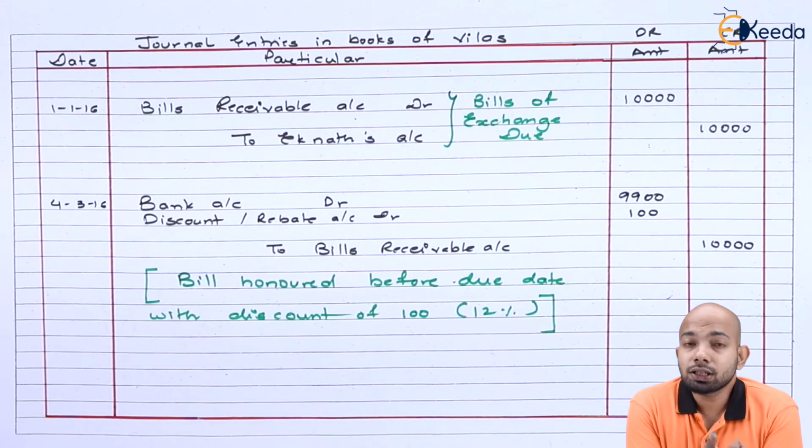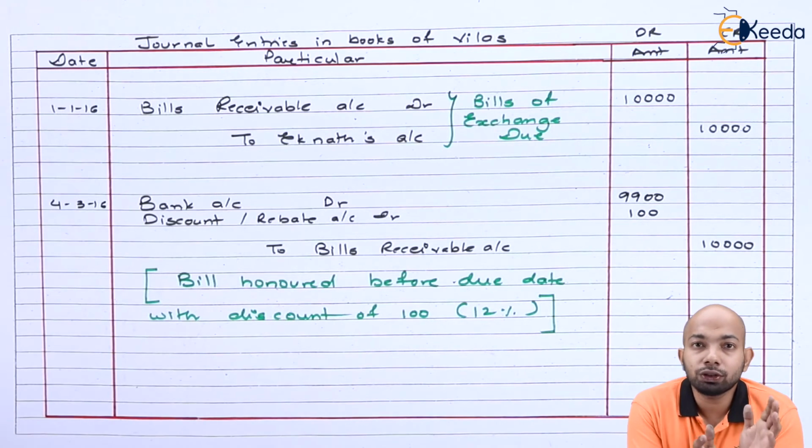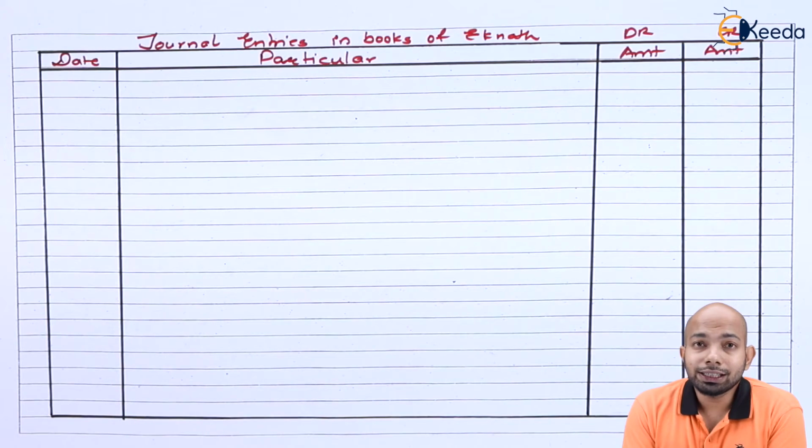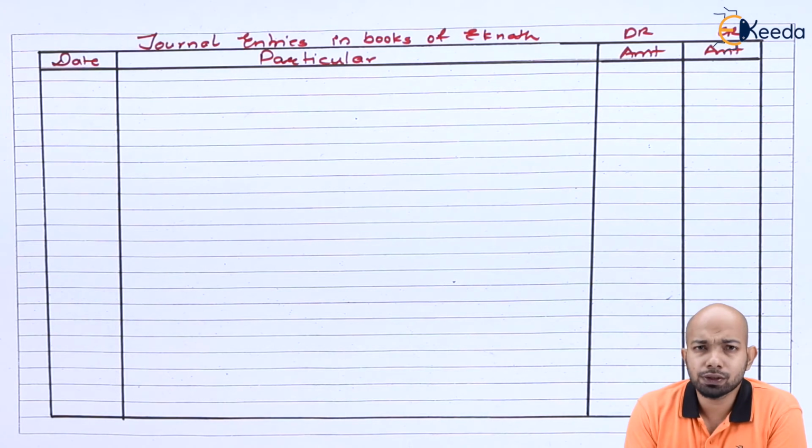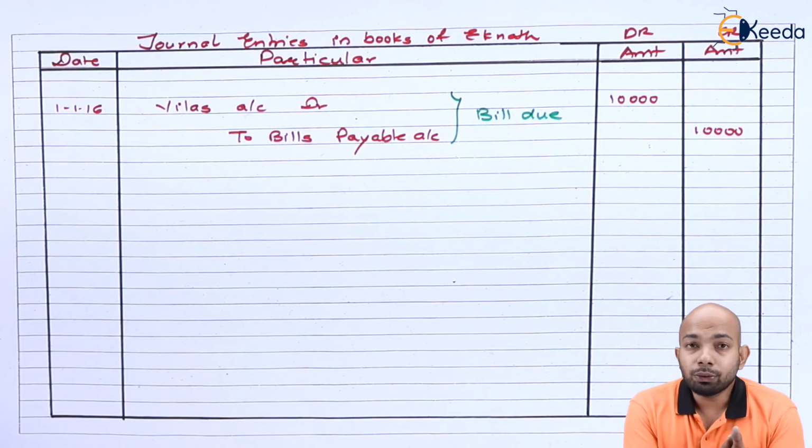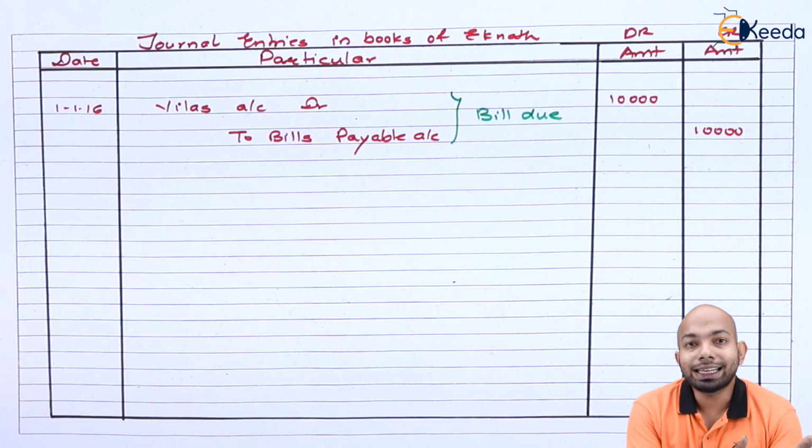Now similar entries are supposed to be passed in the books of the drawee, because this is only related to the drawer. So let's go ahead and pass the entries in the books of the drawee now. So these are the journal entries that we'll be mentioning right now in the books of Eknath. So let's start with the first one, 1st of January 2016. So the entry will be Vilas account debit to bills payable account, because creating a liability.